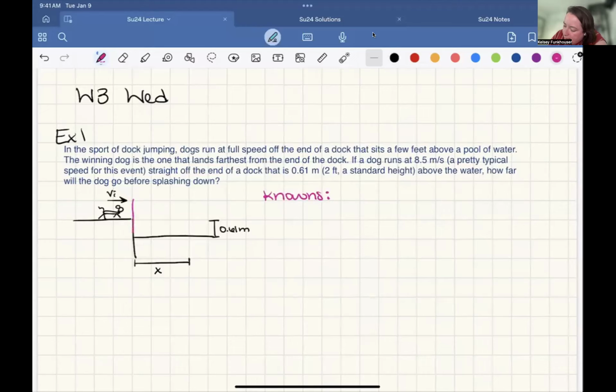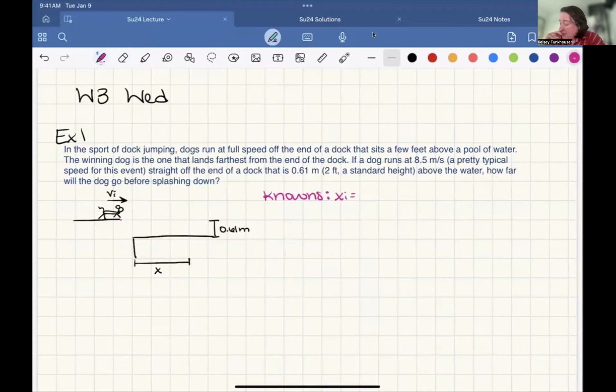One thing we can say is we're going to make this point, right where the dog jumped off the dock, the origin of our coordinate system. So that tells us that our initial position in X is 0 meters, but our initial position in Y, oh yeah, I don't want to do it like that though, actually, I'm sorry. We're going to undo. I guess we're going to redraw.